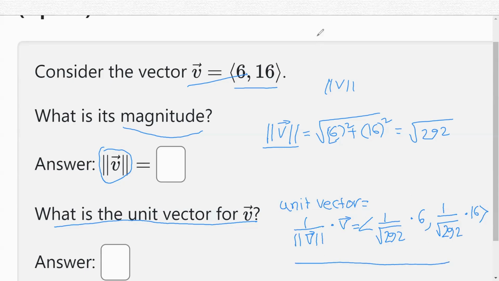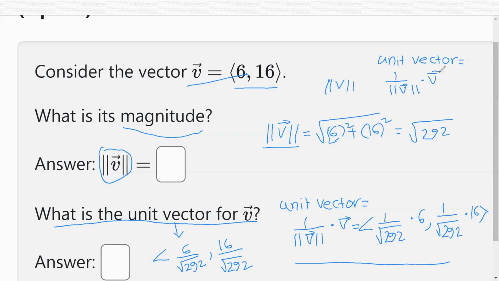You can rewrite this. The unit vector is going to be 6 divided by square root 292, 16 divided by square root 292. So you have to remember the formula for the unit vector. I'm going to write it down here. Please write it down in your notebook so that whenever you are asked to find the unit vector, you do 1 divided by the norm, and then you multiply with the vector v for each of the components.